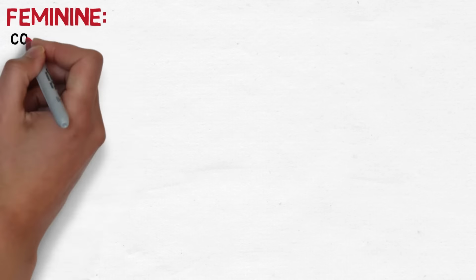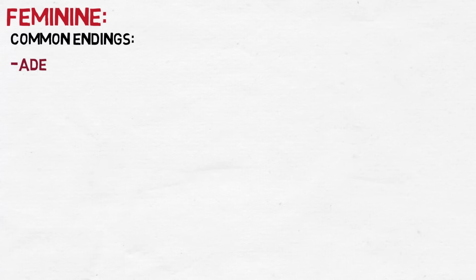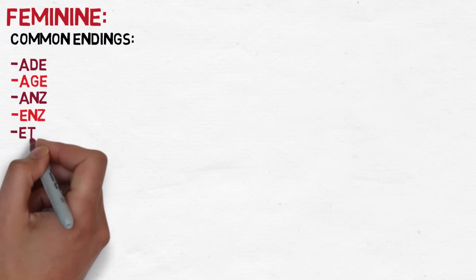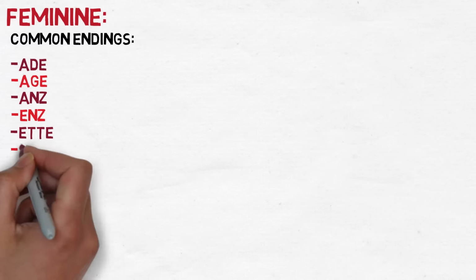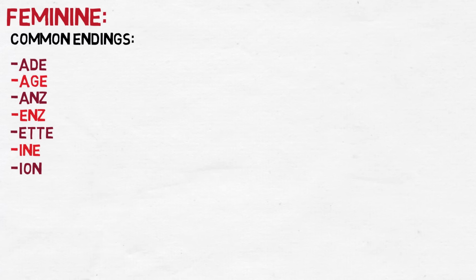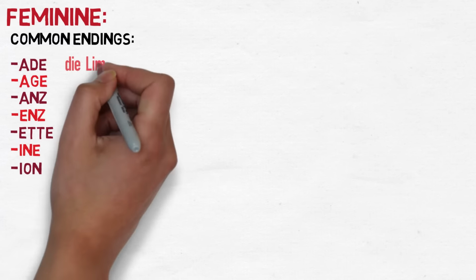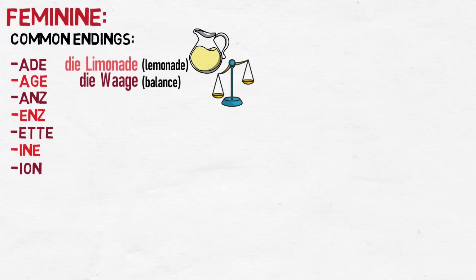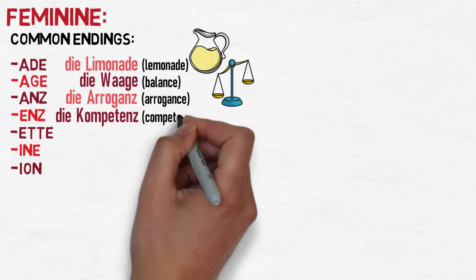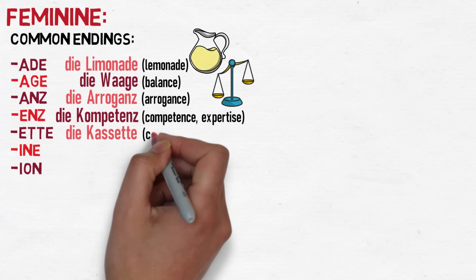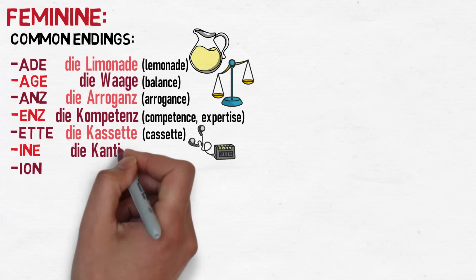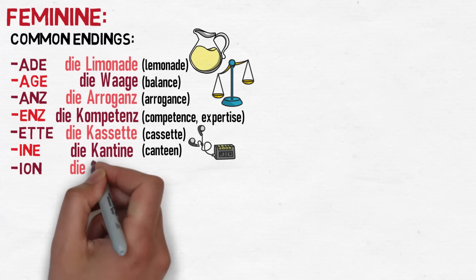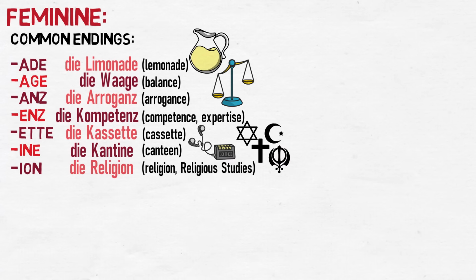Feminine words will often end in ADE, AGE, ANZ, ENZ, ETTE, INE, or ION. Some examples of these: die Limonade, lemonade. Die Waage, balance. Die Arroganz, arrogance. Die Kompetenz, competence or expertise. Die Kassette, cassette. Die Kantine, canteen. Die Religion, religion or religious studies as a school subject.